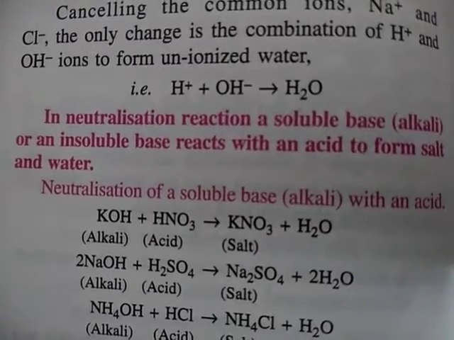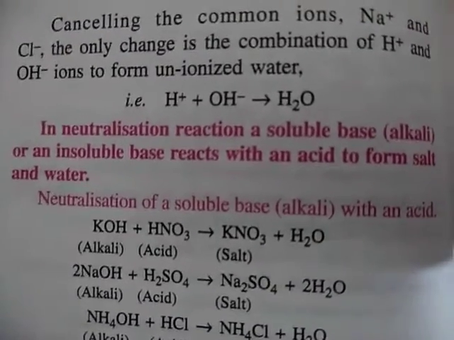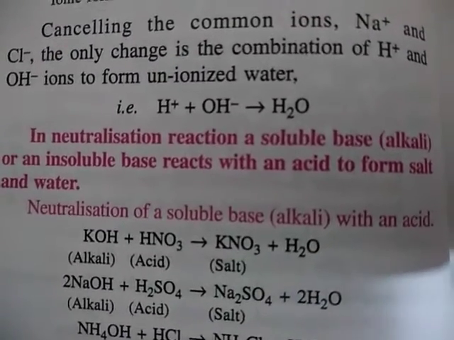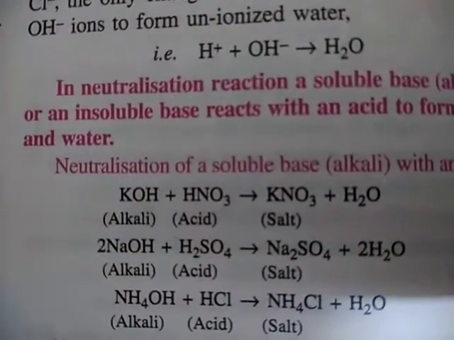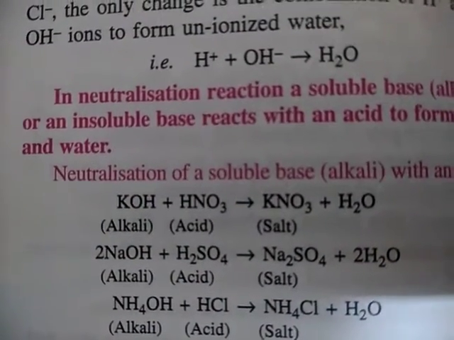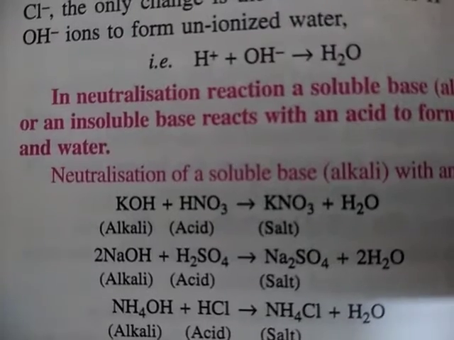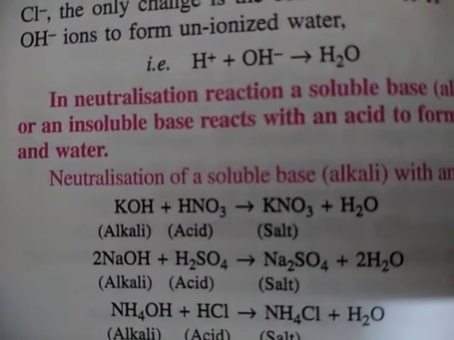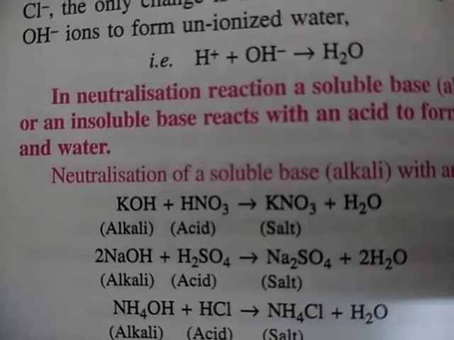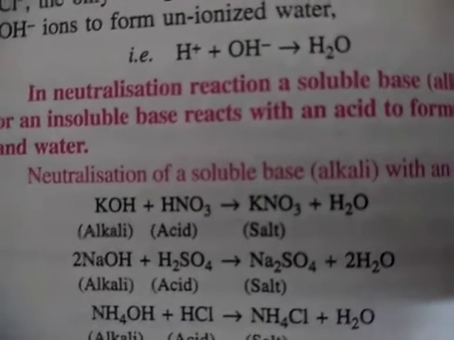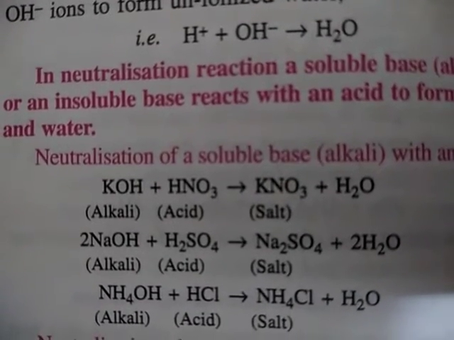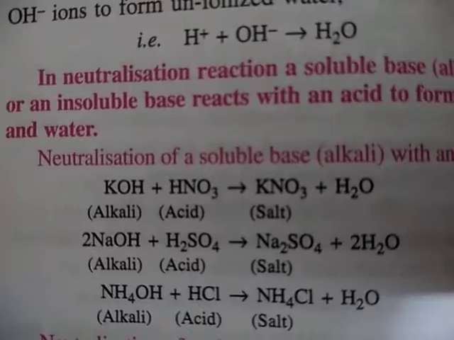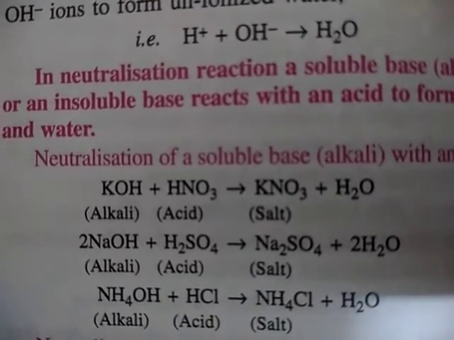Basically in neutralization, a base reacts with an acid to produce a salt and water. For example, you can see over here KOH, potassium hydroxide, which is a base, and HNO3, which is nitric acid. They both react and a salt named potassium nitrate has been formed along with water. So we can say that base has been neutralized by acid or acid has been neutralized by base.